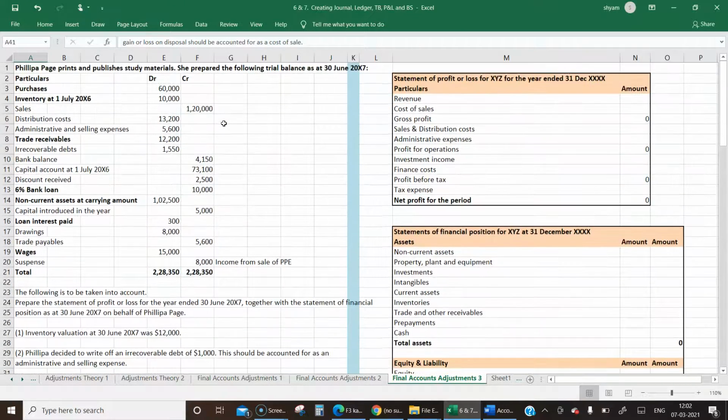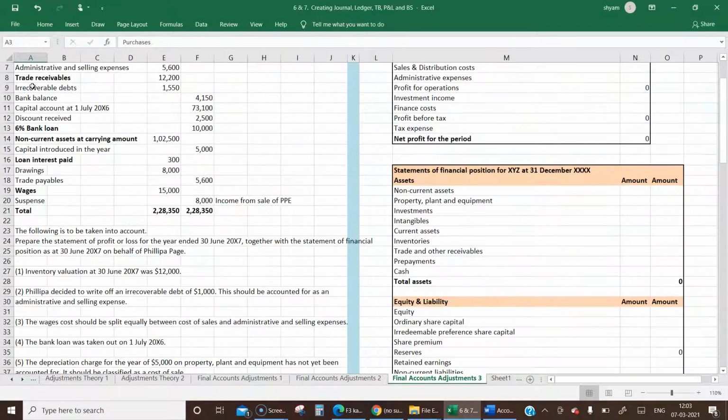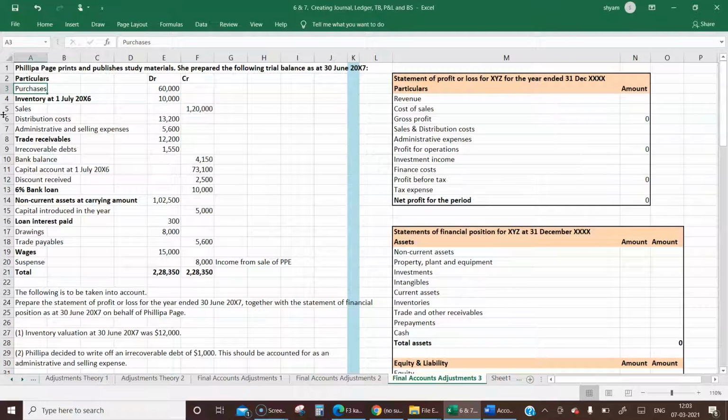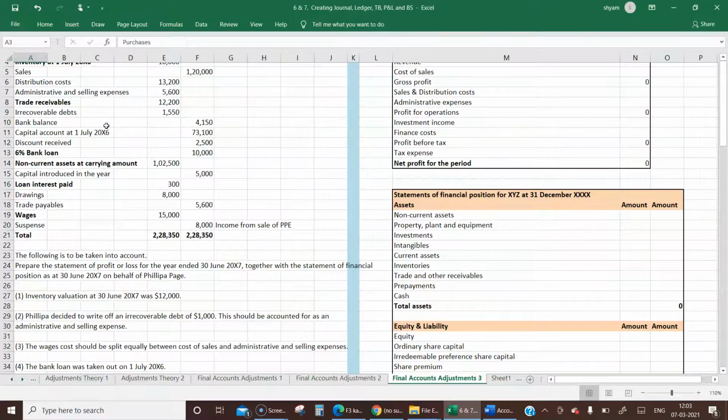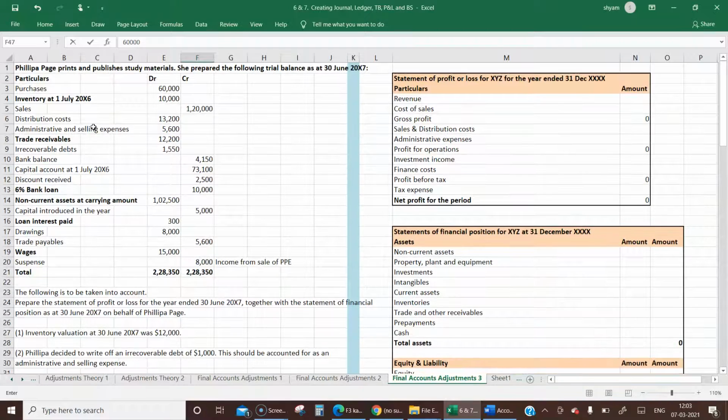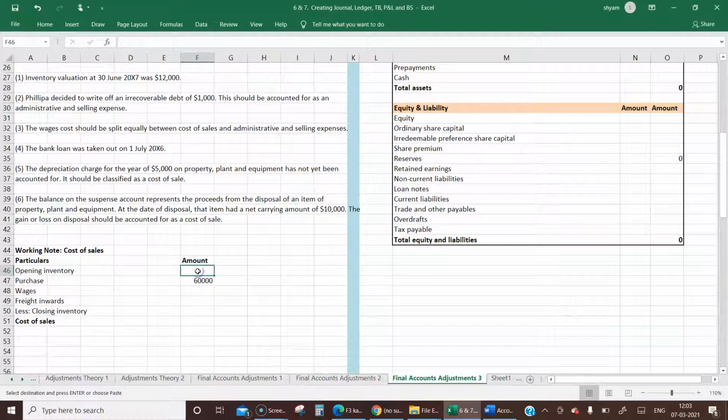Our job from here on is to post all the items and get the answer. So we'll start with purchases. Purchase is 60,000, so we'll put it in cost of sales. Next is inventory. Opening inventory is 10,000. When putting opening inventory, we'll also put the closing inventory, which is worth 12,000.